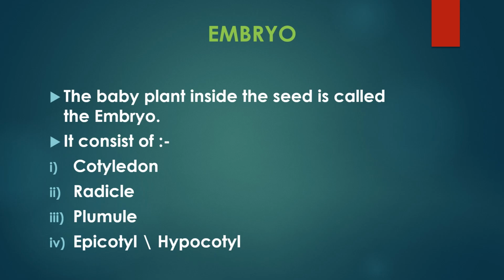So the embryo is a baby plant inside the seed, and this embryo has four main parts: cotyledon, radicle, plumule, and epicotyl and hypocotyl. The seed has two important parts: the seed coat and the embryo. The seed coat is the outer covering, and the embryo is the inner part of the seed.